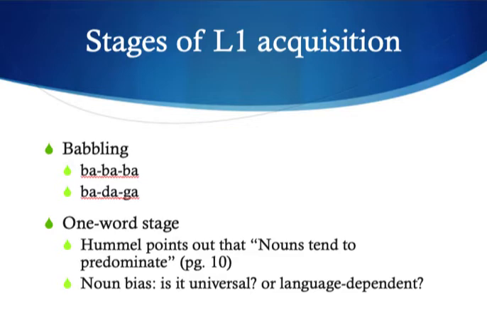The next stage is the one-word stage. And this is when children actually begin to produce their first word or first words. And Hummel points out that nouns tend to predominate during this one-word stage. One question that comes up, and that she doesn't address in the book, is whether this noun bias, as it's called, is universal or is it language dependent? Is it culture specific? And that's something that researchers have been debating and researching in this field.